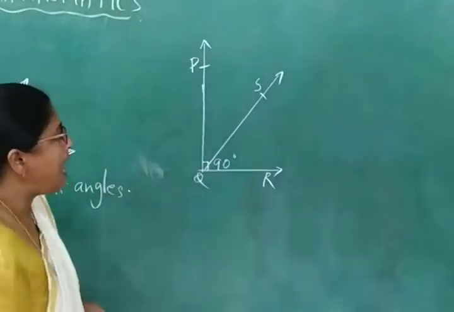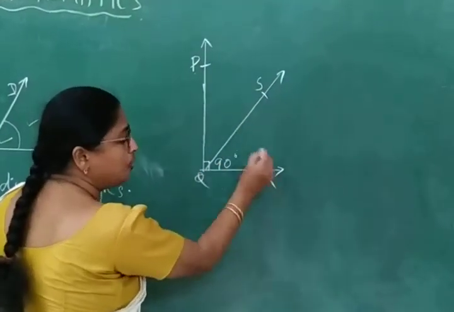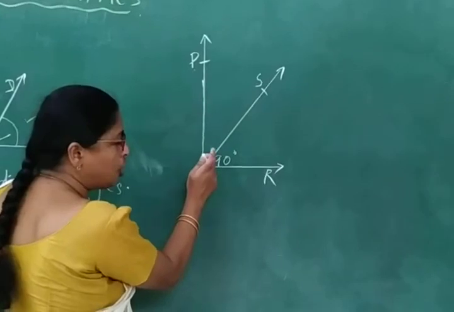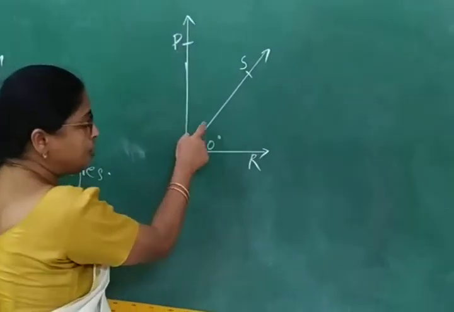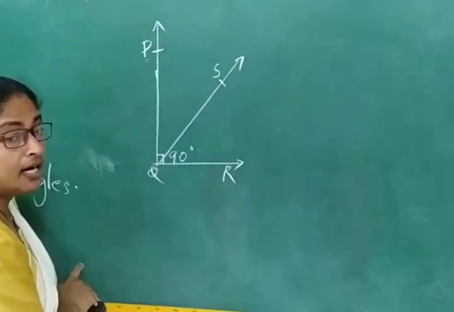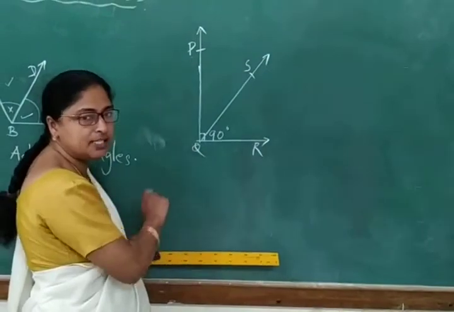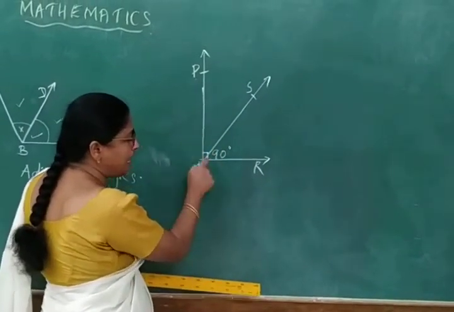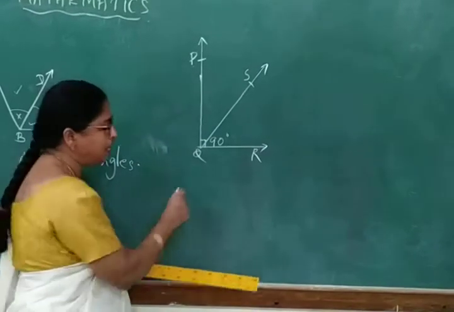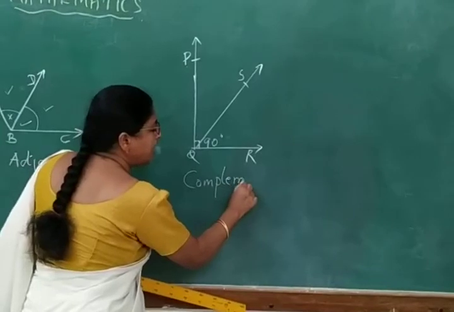Now see, angle PQS and angle SQR have a common ray QS. So these two angles are called adjacent angles. Here there is a speciality. The sum of the measures of these two angles is 90 degrees. So they are called complementary angles.